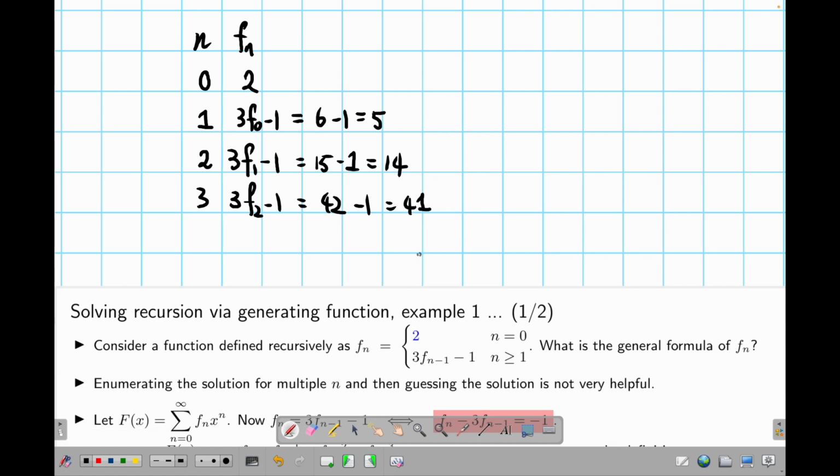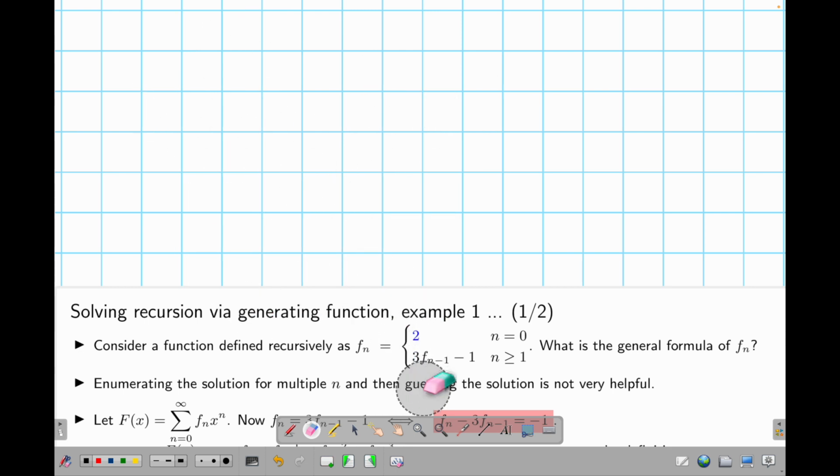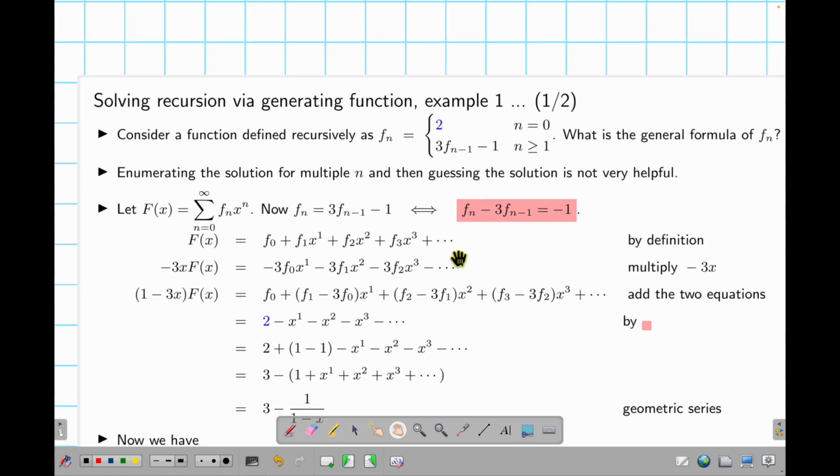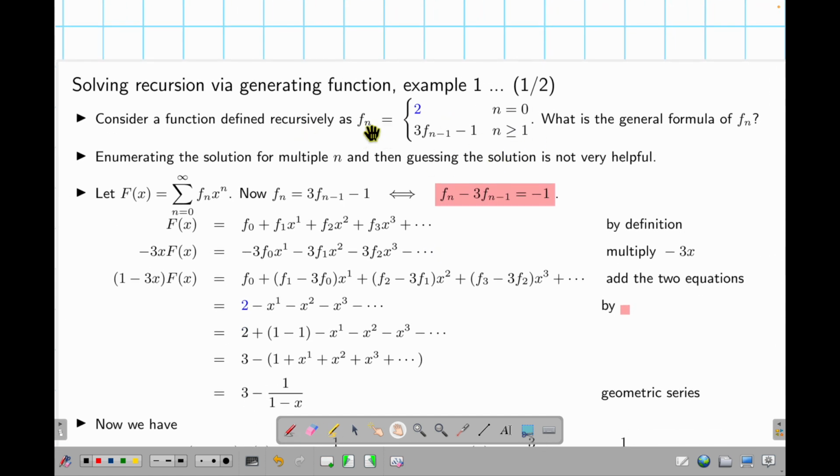So here's the thing. It's quite difficult to find a general pattern. If I'm asking you for f99, then maybe you don't know the solution. So how do we come up with a solution? Okay, this is the idea. We are going to use generating function. If I want to solve this recursion and find a general formula for fn, enumerating the solution for all the n and guessing the solution is not very helpful.